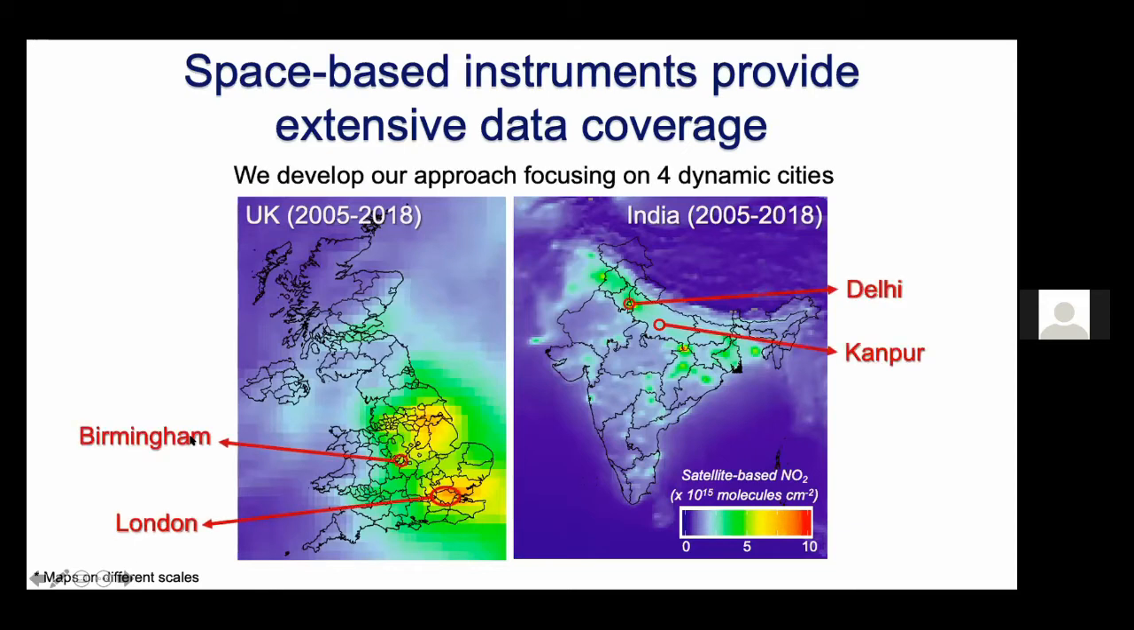Now, we have developed our approach focusing on 4 dynamic cities, 2 in the UK, 2 in India. So in the UK, we focus on London and Birmingham, which are the top 2 most populous cities. Out of the 40,000 attributed deaths to air pollution, more than 25% are just from these 2 cities alone. In India, we focus on 2 cities in the Indo-Gangetic Plain, Delhi, which is famous as the world's most polluted capital, and Kanpur, a rapidly industrializing city. And in 2016, the World Health Organization recorded it as having the highest levels of PM 2.5 in the whole world.